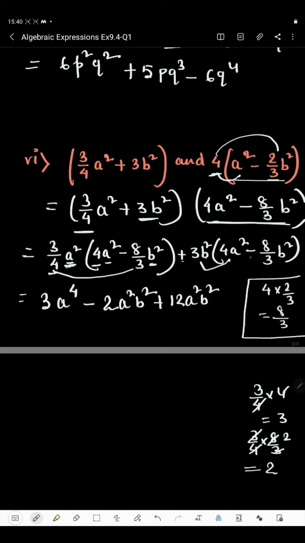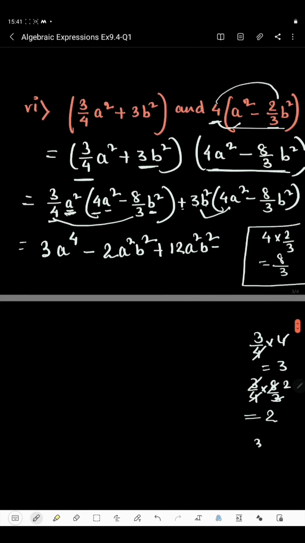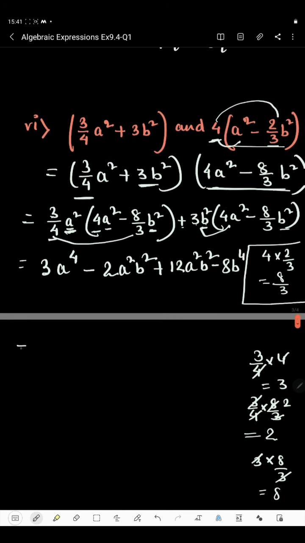Now plus minus minus. So 3 multiplied by 8 by 3. 3 multiplied by 8 by 3. So 3 and 3 cancel. We will get 8. So 8. Now b square is there, and here b square is there. So it will be 2 plus 2, 4. Minus 8b to the power 4. Now a to the power 4 is not present here, so it will remain same.